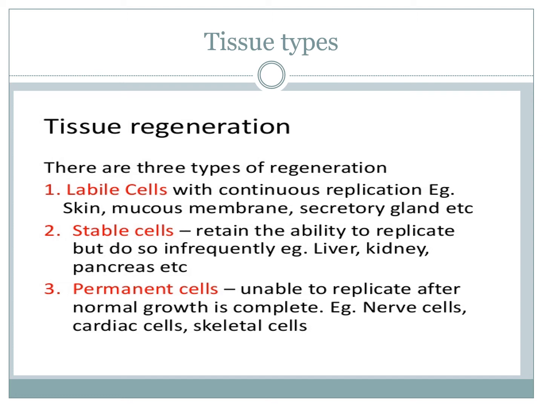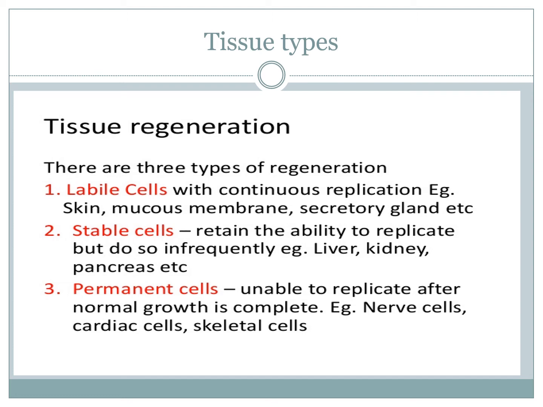So cells or tissues are essentially the same types of regeneration. So we have labile cells or labile tissues, and these tissues are ones that are continuously replicating. Okay, so they're what's known as mitotic cells. So they're constantly going through replacement. And these are found in your skin, your mucosa, and especially in your gut as well.